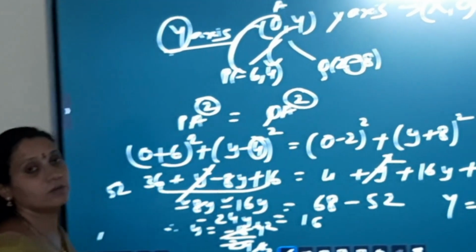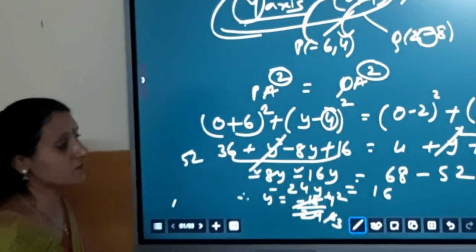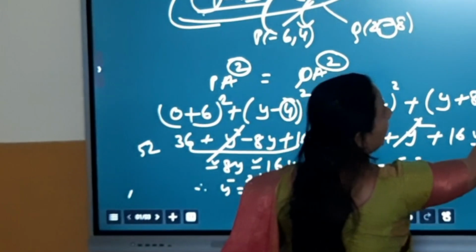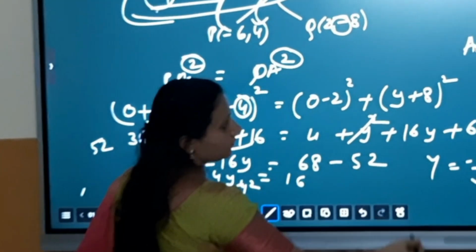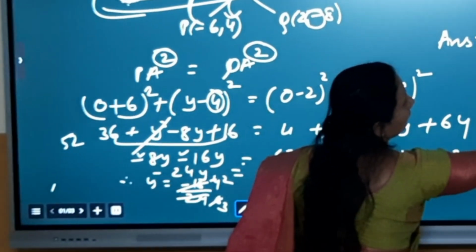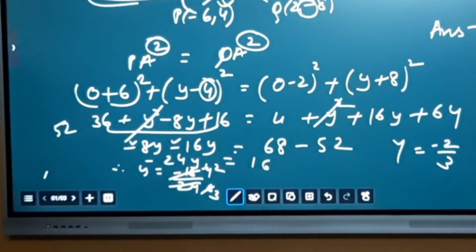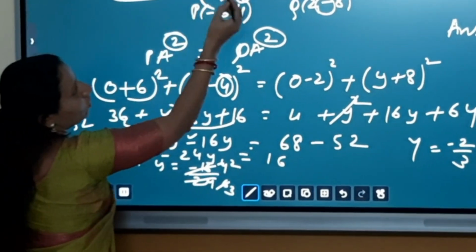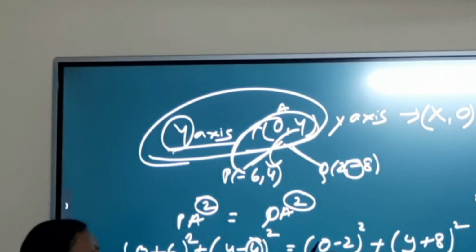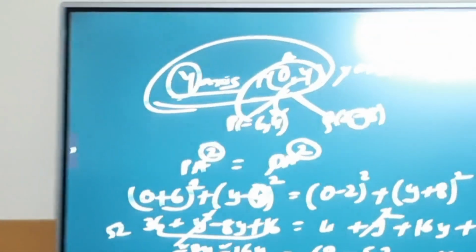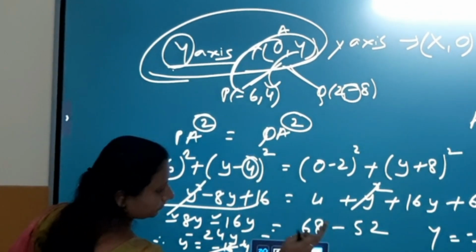But what was our question? What is the coordinate on the y-axis? As the y-axis was asked, we need to represent the final answer with the first one as 0. We got the value of y as minus 2 by 3, so this is the final answer. When they ask for equidistance, you just consider the coordinates given, take the two values, equate them, compare, and you can get the value easily. So this is the second variety of question.